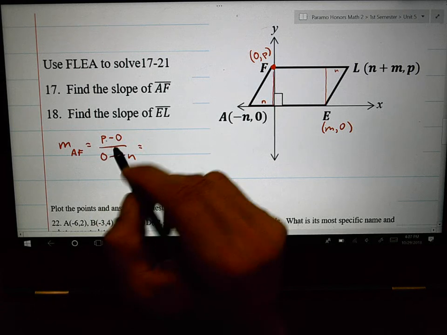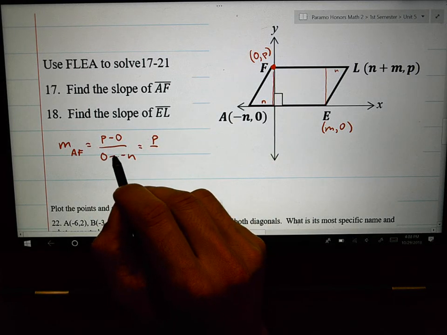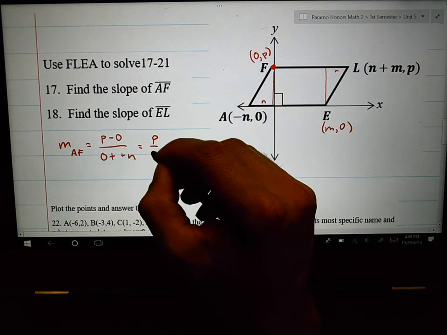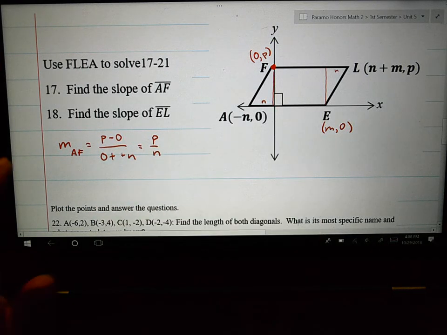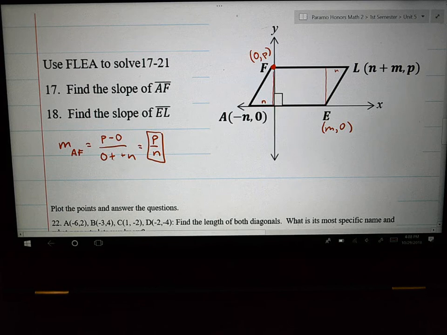P take away 0 was P. 0 take away a negative n adds the opposite. 0 plus n is n. And now I have the slope of AF. So the slope of AF is P over n. It's in terms of variables. It's a very abstract answer, but don't let that confuse you. That's what we're looking for.